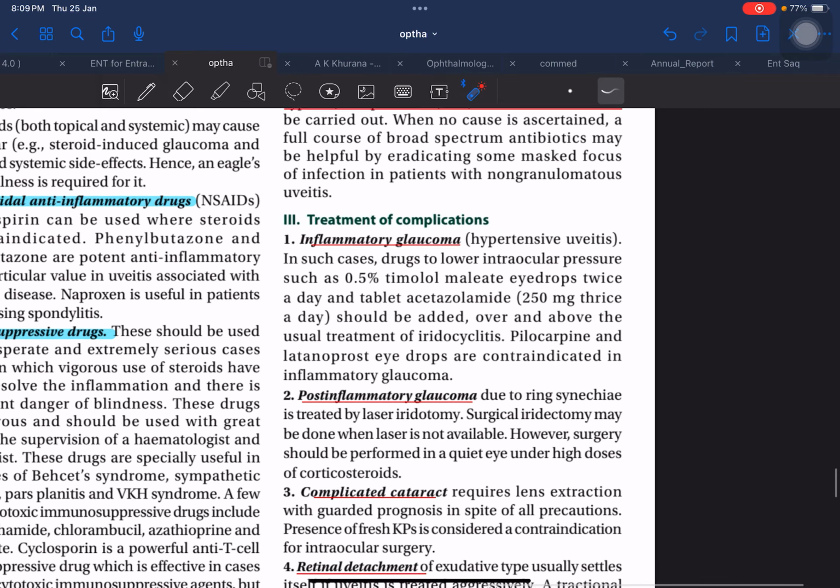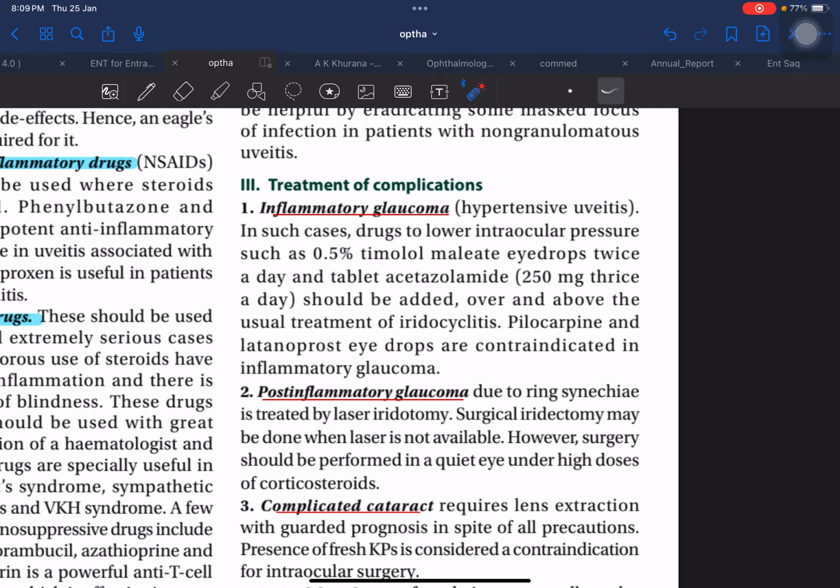Now treatment of complications, right? There are several complications, such as secondary glaucoma, post-inflammatory glaucoma, and complicated cataract. Inflammatory glaucoma can be treated by lowering the intraocular pressure, by providing timolol and acetazolamide, and latanoprost can be given. Pilocarpine and latanoprost eye drops are contraindicated in inflammatory glaucoma.